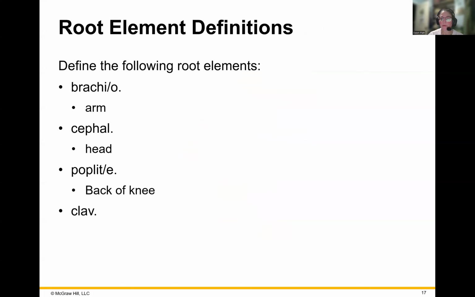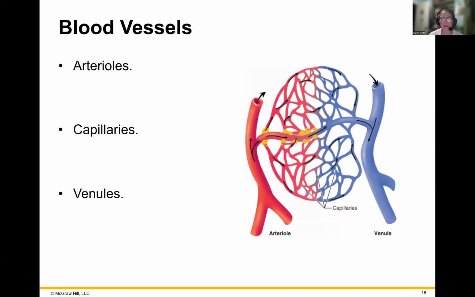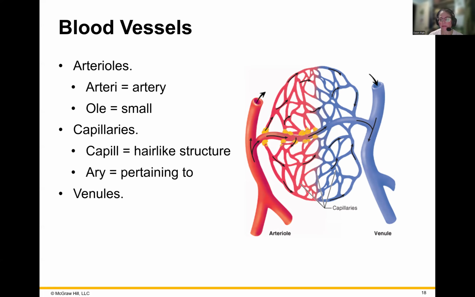Just some other root words and combining forms. And this has to do with different locations of where you can find your pulse. Blood vessels, we have arterioles, capillaries, venules.